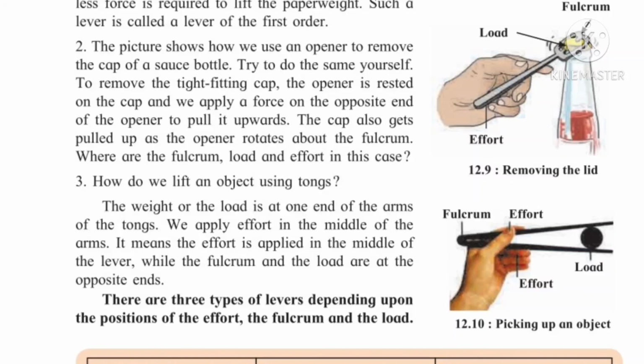Now let's see the third example. How do we lift an object using tongs? At home also, in the kitchen, we use a pair of tongs. So with the help of that, how do we lift the object? See, the weight or the load is at one end of the arm, at the mouth of the pair of tongs where we are holding the object.